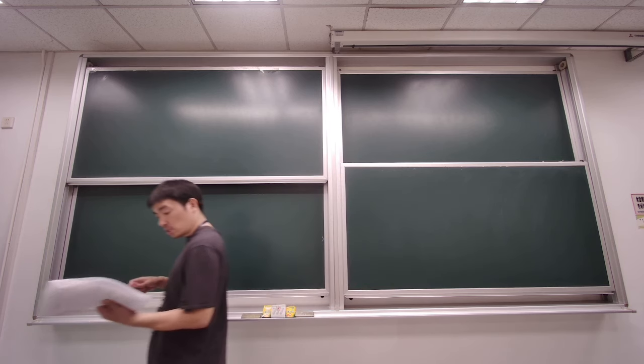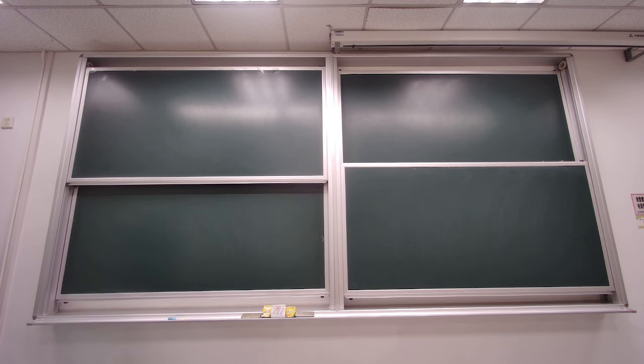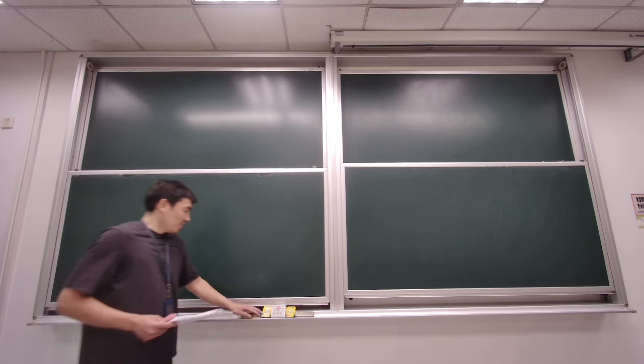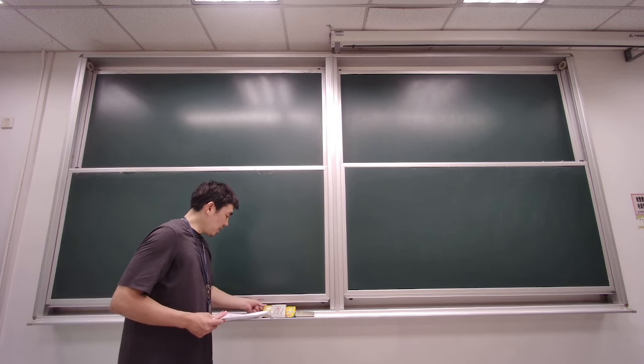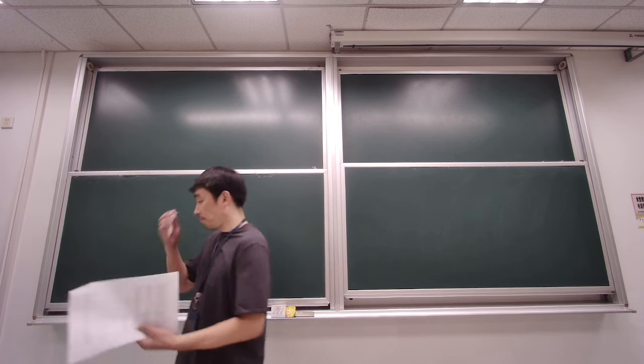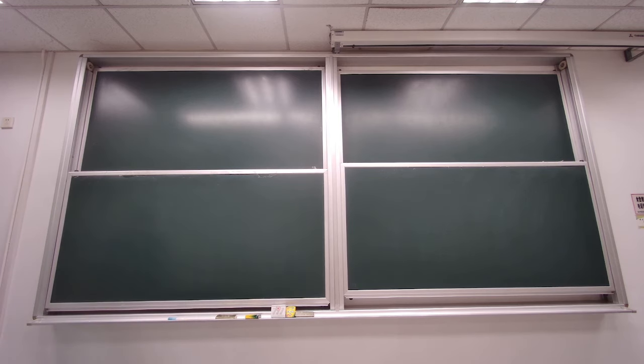Okay, let's get started. So last time I started talking about the ADM, the mass and so on. But before reviewing that, I will talk a bit more about this comma integral and Hamilton formulation.